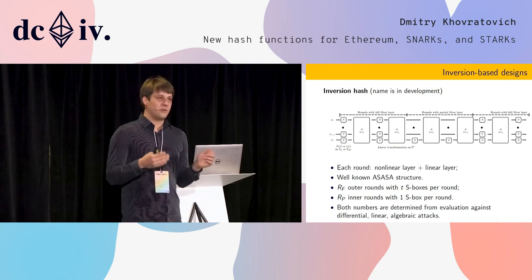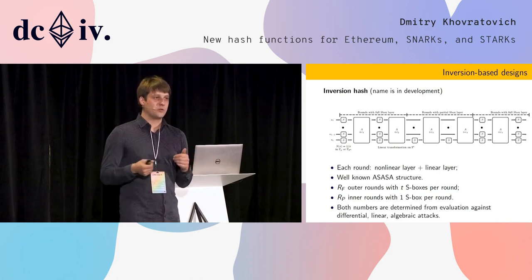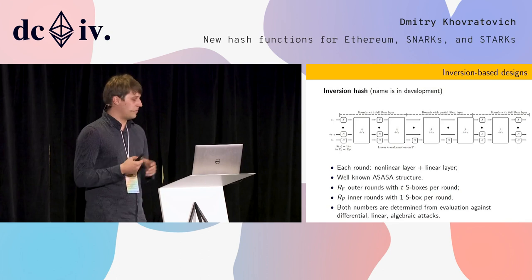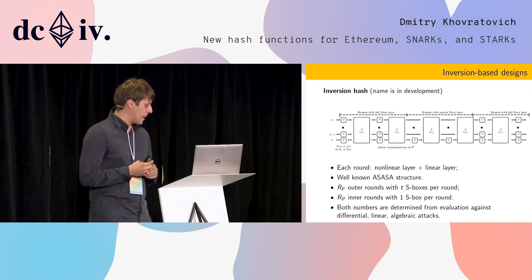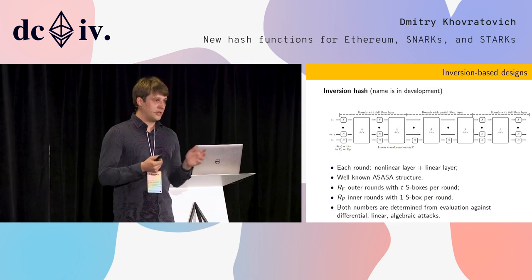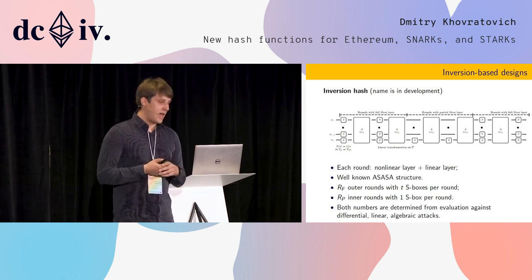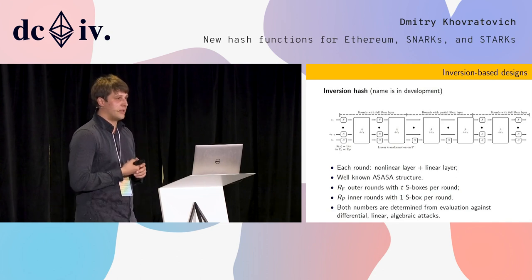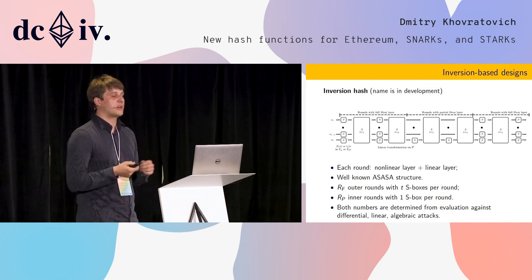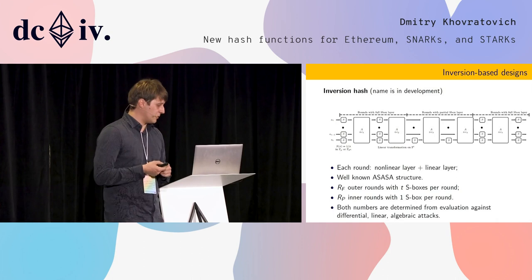Generally, if this construction is secure for a binary field, it will be almost as secure for a prime field, unless your prime or binary field is very small. But the construction is like this: each S is an inversion in the field, and each A is an affine transformation in this field. That's basically an invertible linear combination of inputs.